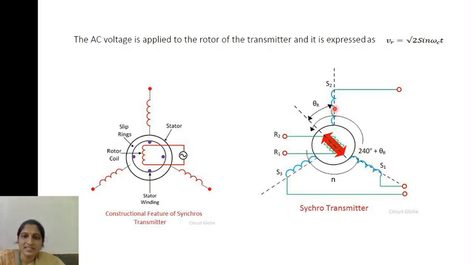These windings are displaced from each other by an angle of 120 degrees. Suppose this rotor has moved at an angle theta r, then what happens? How are you going to measure the error? That we shall discuss now.